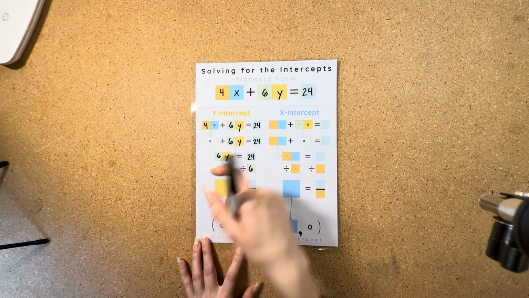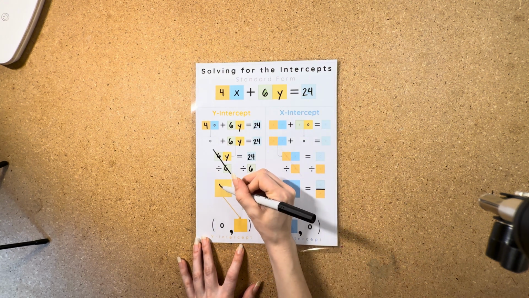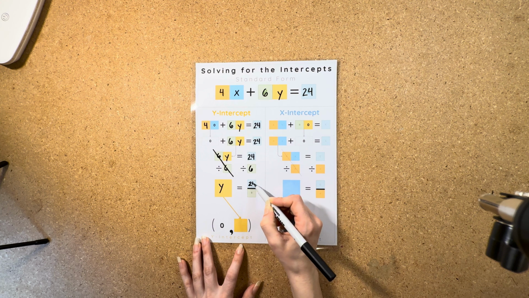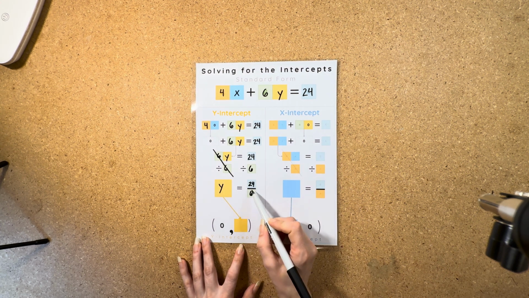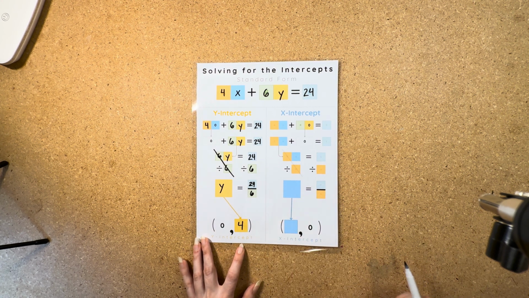So 6 divided by 6, that's going to cancel out and leave you with y. Now we've got 24 over 6. 24 divided by 6 is equal to y. Well, 24 divided by 6, that's just 4. So our y-intercept is 0, 4.